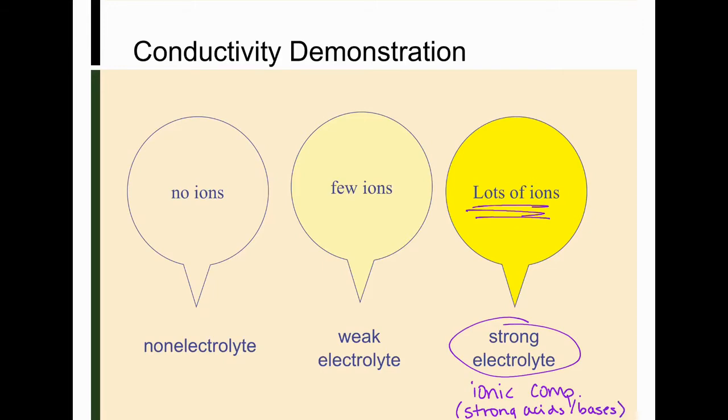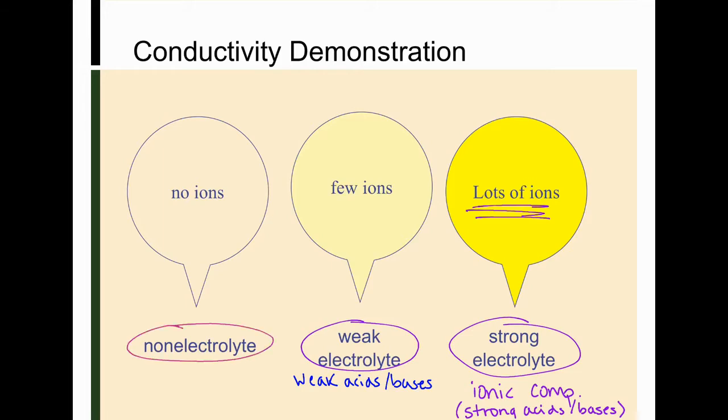We also have weak electrolytes. Weak electrolytes will light up the light bulb not quite as bright as our strong electrolytes, a little bit weaker, but they can still conduct electricity a little bit because they have some ions there. So these would be our weak acids and bases. Again, we're going to talk more about those later in the chapter. And then last but not least, our non-electrolytes.